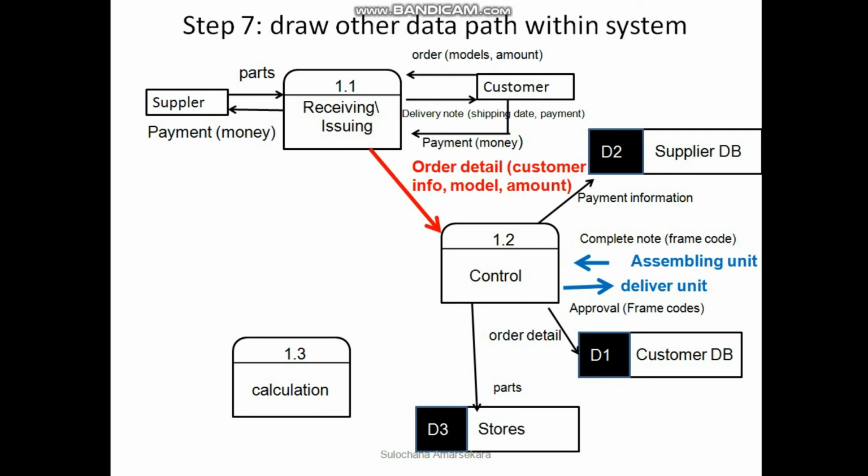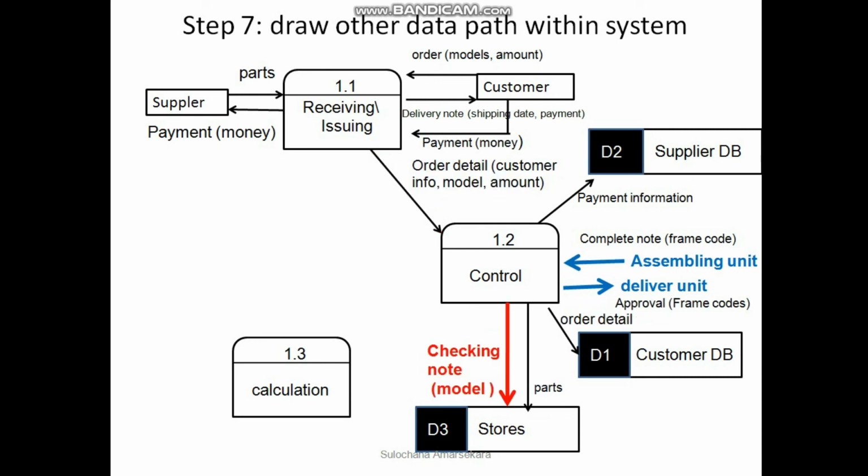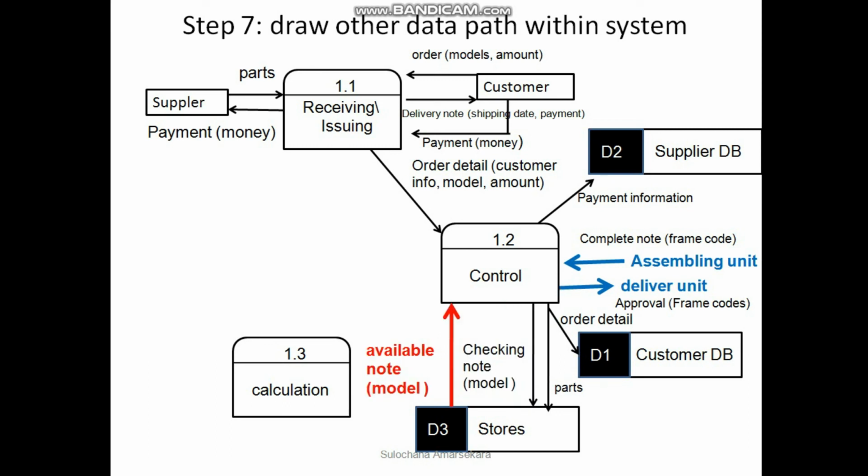Now it is time to display the new data links which emerge within the functional units. Customer puts an order to the receiving and issuing unit. After that the receiving and issuing unit needs to give all the information to the control unit. This link shows that connection. According to the order detail, the control unit needs to check the availability. For that the control unit sends a checking note with model numbers to stores. This link shows that connection. After that stores send an availability note with available model numbers. This link shows that connection.